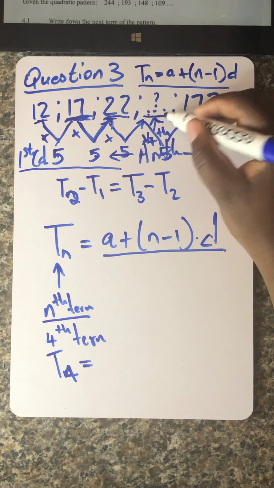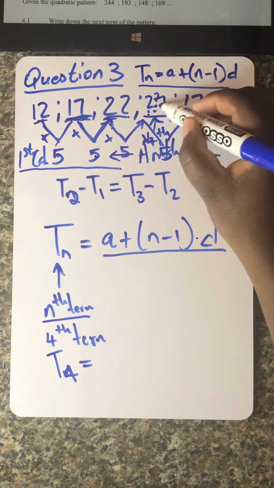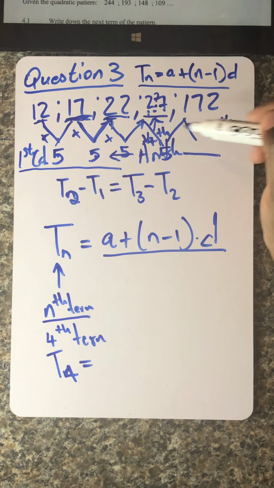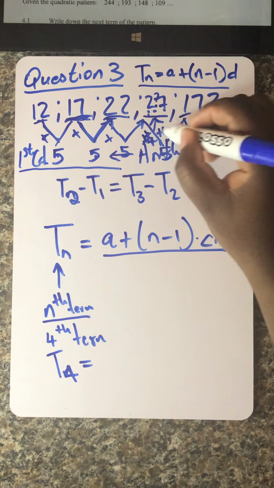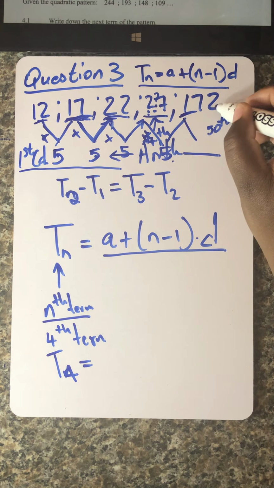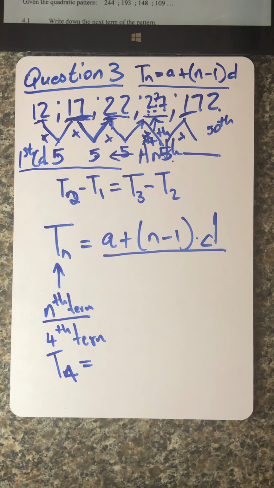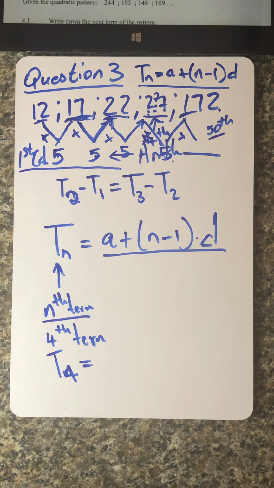Now if you want to find the 6th term, you just add to this term. Let's see, 22 plus 5 should be 27, which is the 4th term. For you to get term number 5, you just add 5. Term 6, add 5. So you continue adding 5 up until you get to term number 50.